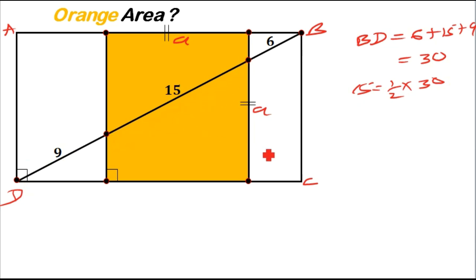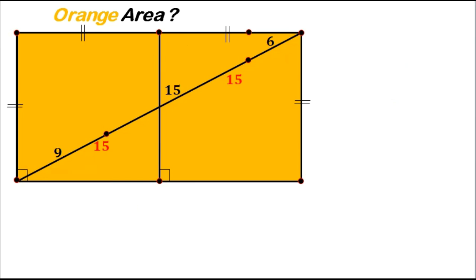Meaning, if from here up to here is A, the length and the width of the square, then it means from D to C is going to be 2A. So if it is 2A, it means you can put the diagram in this manner. 9 plus 15 plus 15 is 30.